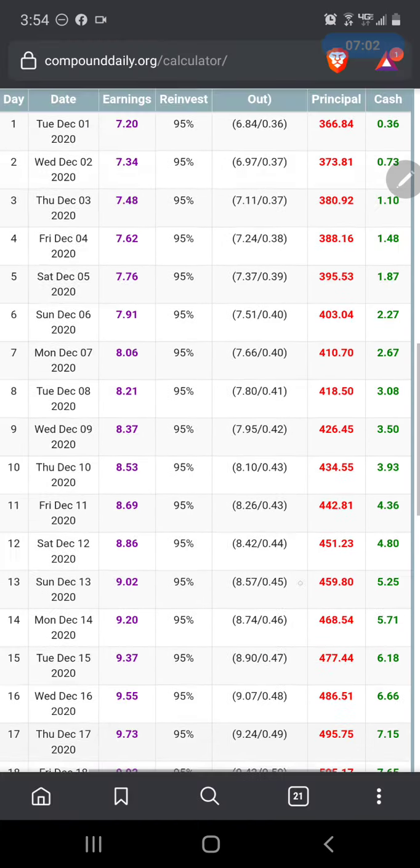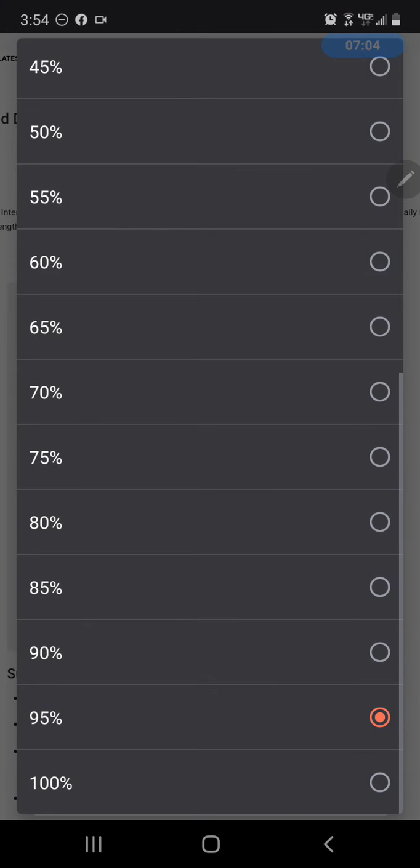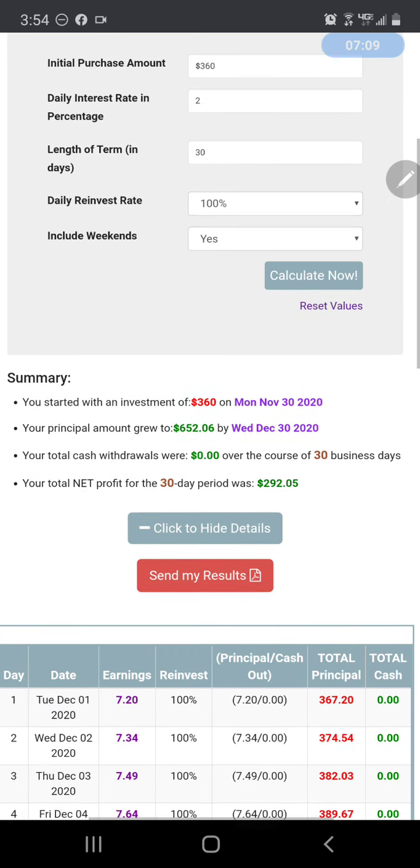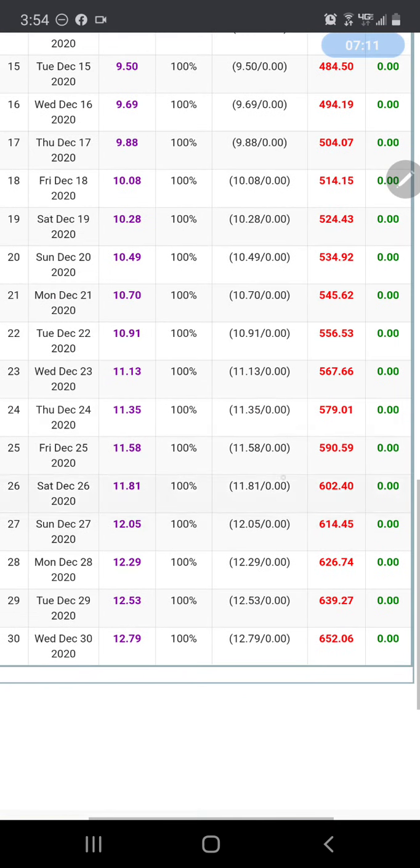And remember, this is 95%. So if we did 100% reinvestment, let's calculate that. We look at 292. Okay, so that's cool.